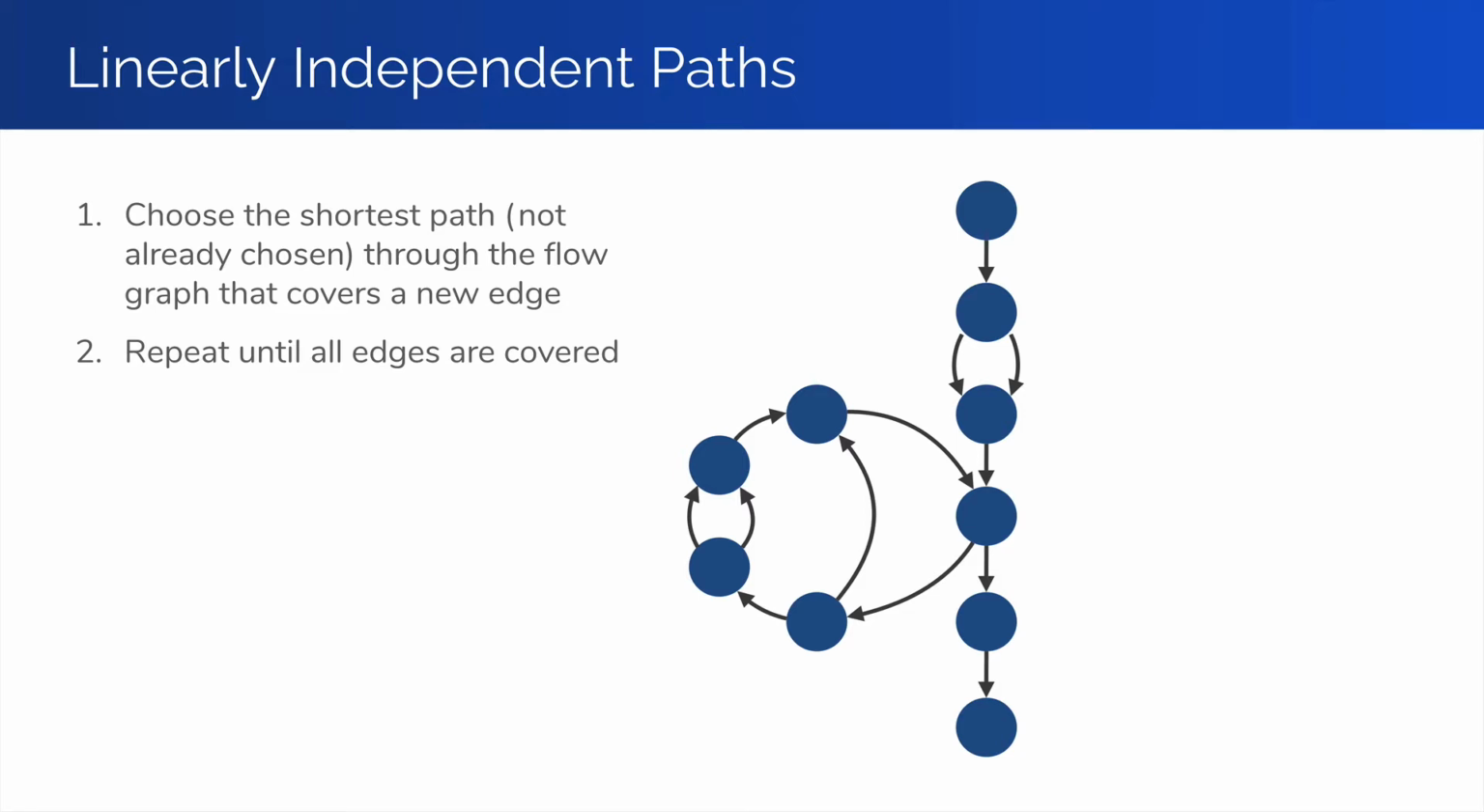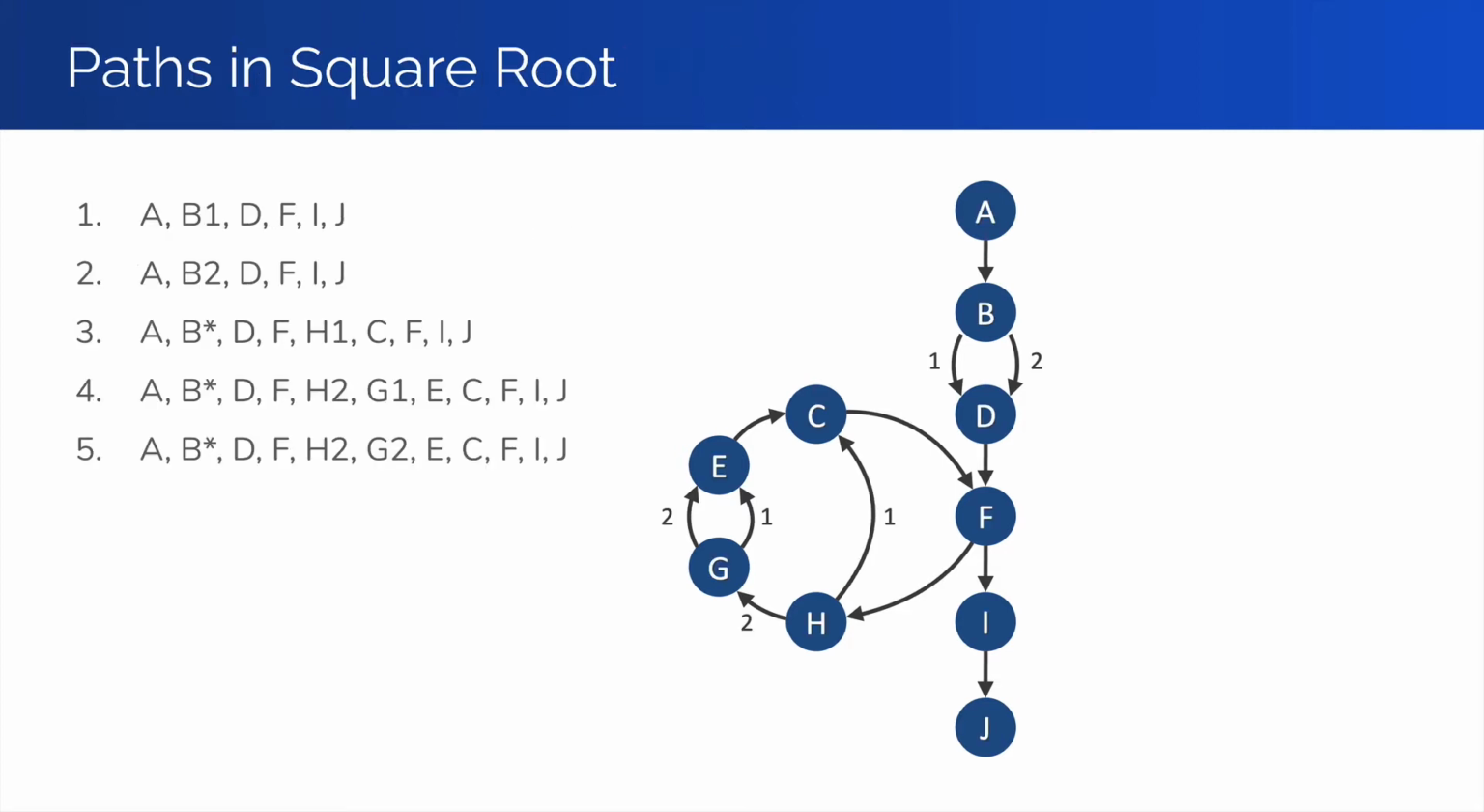You start by calculating all the linearly independent paths through your code. You find a linearly independent path by choosing the shortest path through your flow graph that covers a new edge. For example, the first path chosen will pick either edge from the first if statement and will skip the loop.